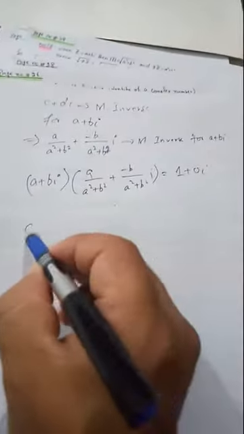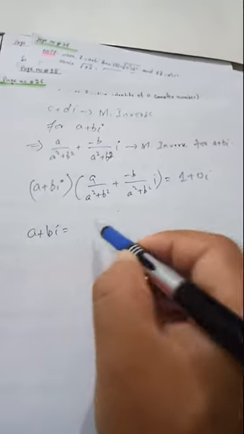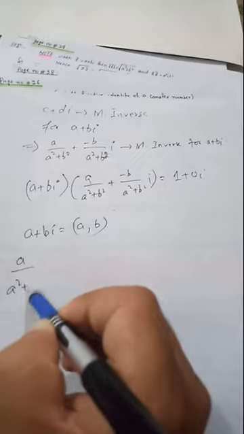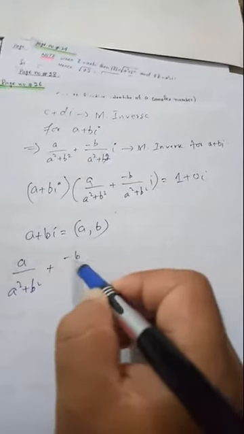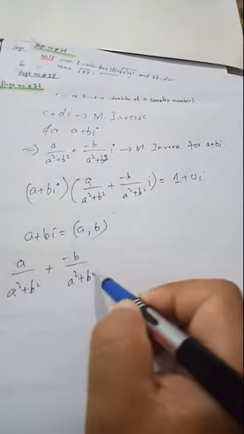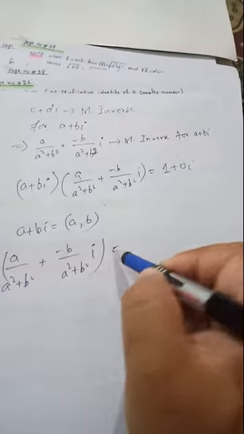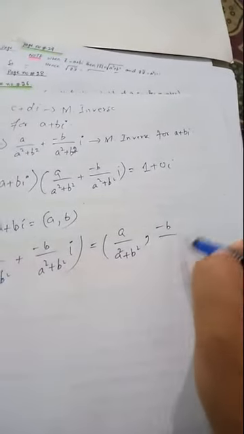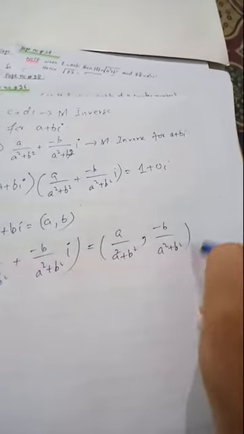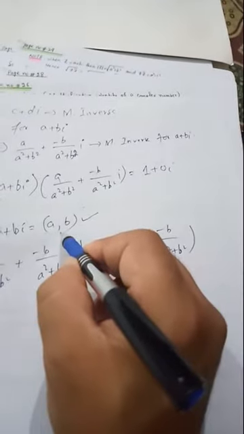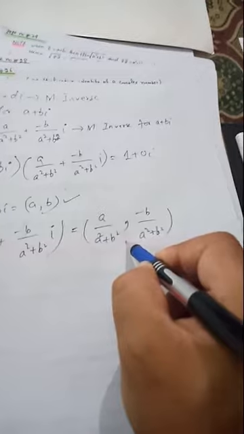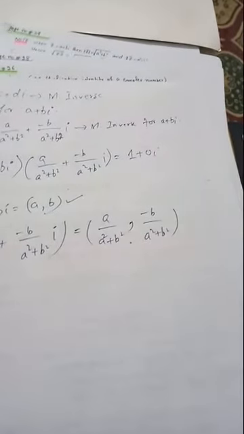In ordered pair form, you know that a plus b iota is equal to (a, b). So this is a complex number. A divided by a square plus b square plus minus b divided by a square plus b square iota, in ordered pair form, will be written as a divided by a square plus b square comma minus b divided by a square plus b square. So if a complex number is given in ordered pair form, its multiplicative inverse will be a divided by a square plus b square comma minus b divided by a square plus b square.